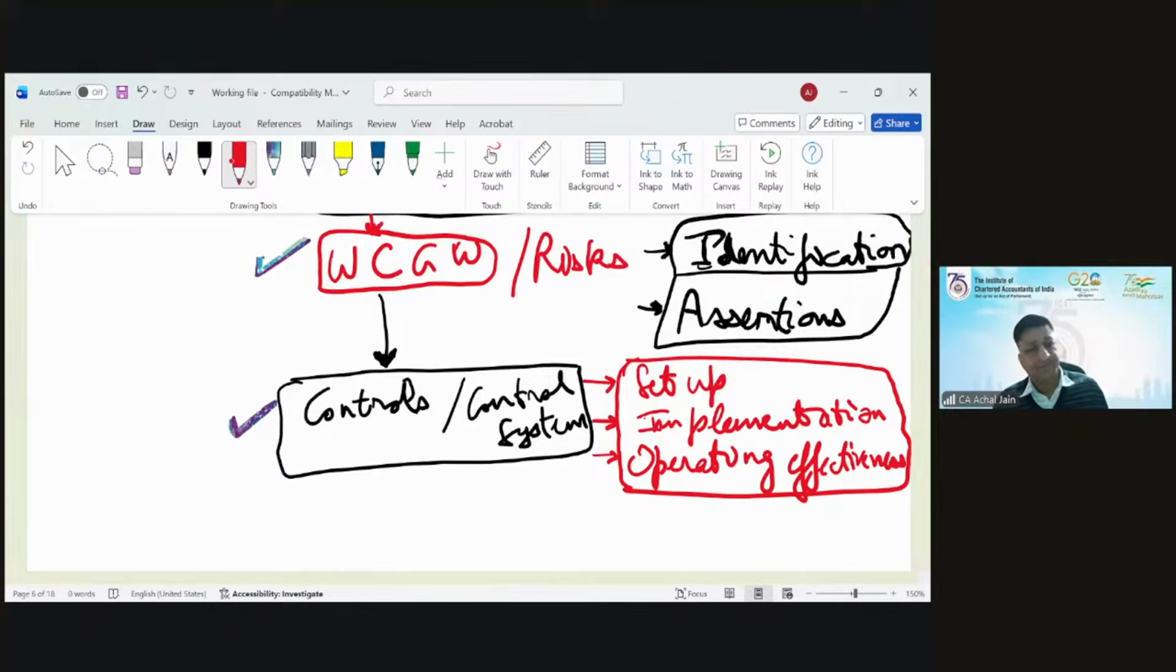Right? Now, how does it help the auditor? See, actually, this is what we also call planning. Actually, what is planning? This is nothing but a part of planning only.